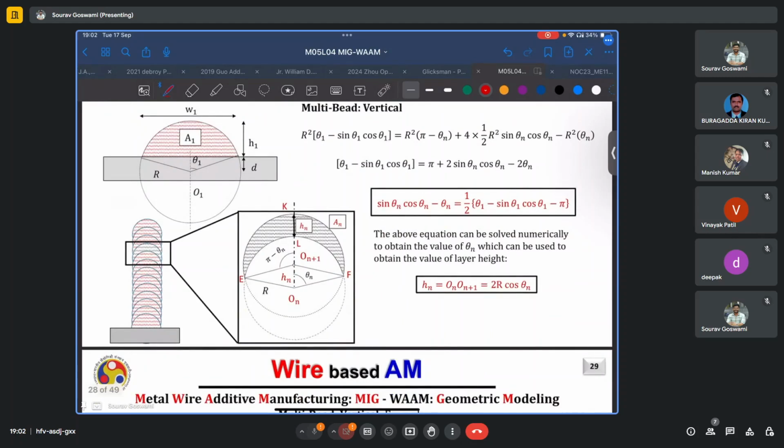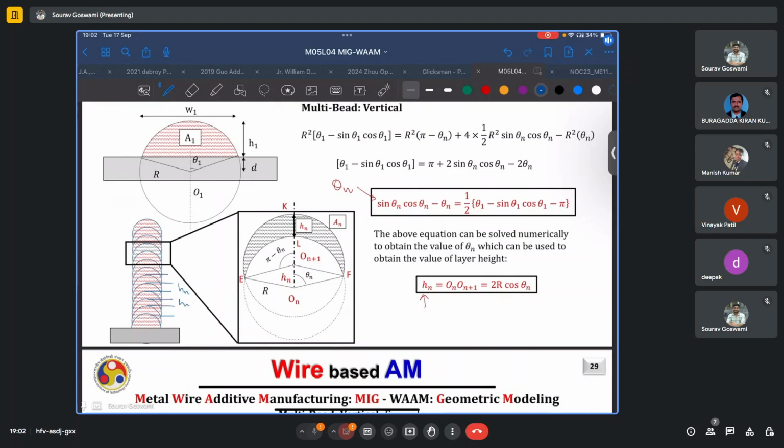Once we have the value of theta n from this equation, we can use that to find the height hn that is contributed by any such intermediate layer. So again, in another assumption, we assume that each of these beads will contribute a height hn.